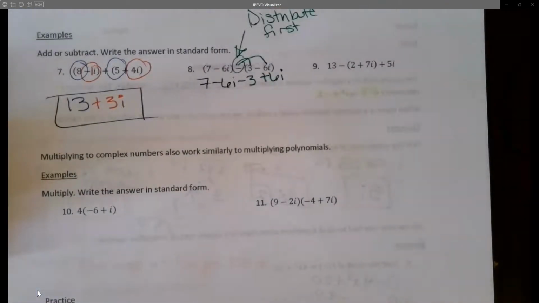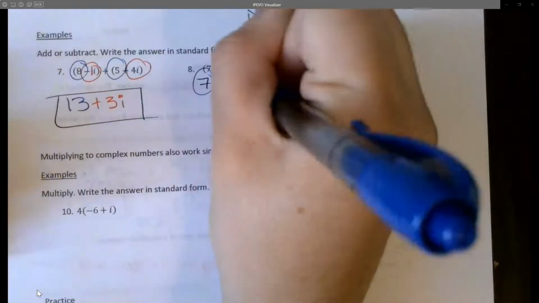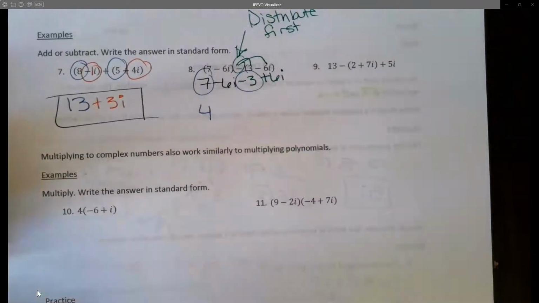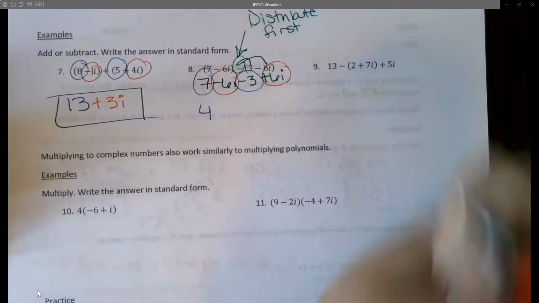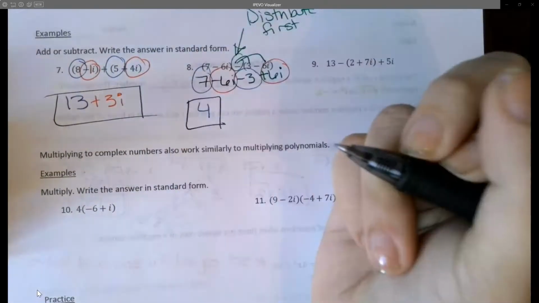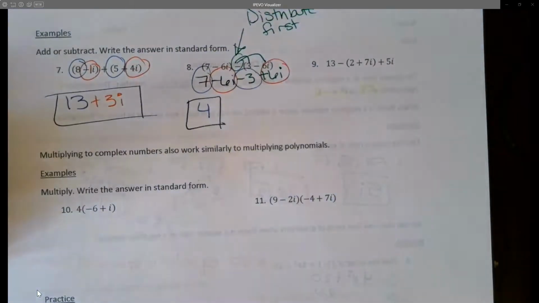Now I can go ahead and combine my like terms. So I have 7 and negative 3, which gives me 4. Then I have negative 6i plus 6i, which ends up canceling out. So I don't have to have an imaginary term. I can just have a number. And the opposite is also true. I can just have an imaginary number. I don't have to have a real number. Okay.